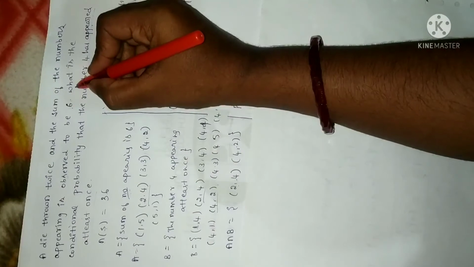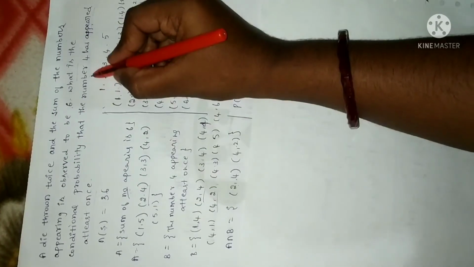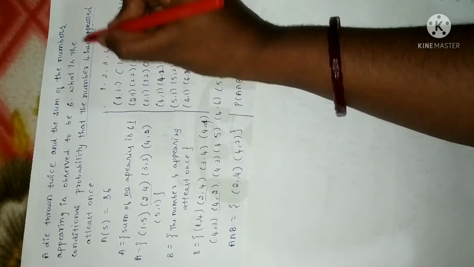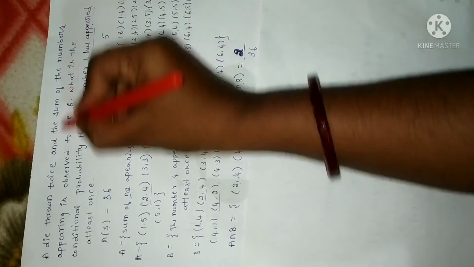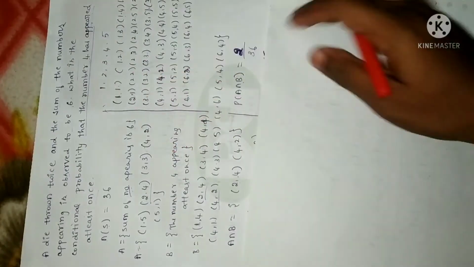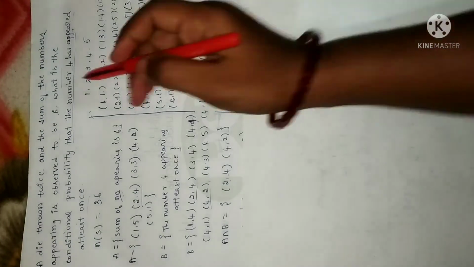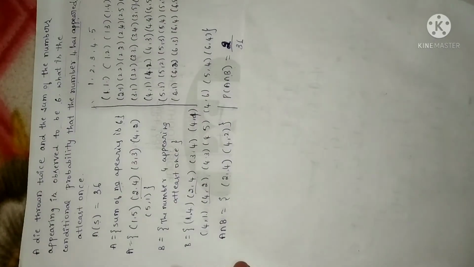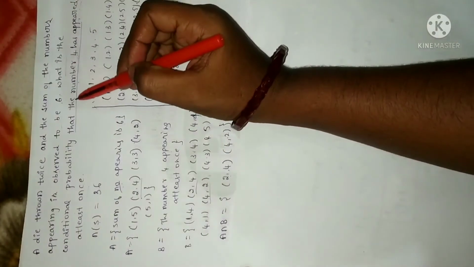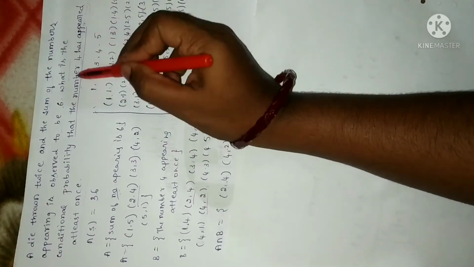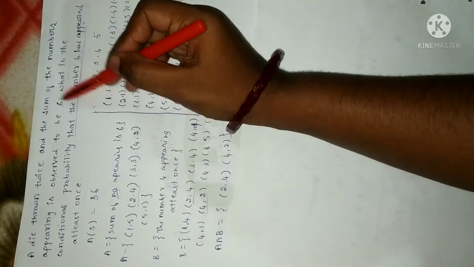Now, what we have to find is, what is the conditional probability that the number 4 has appeared at least once, with reference to the event where the sum of the numbers appearing is observed to be 6. Fine. That is, we have to find the probability of this event. This event is none other than event B. So, we have to find the probability of event B with reference to event A. Make sure before writing that you know what we have to find.